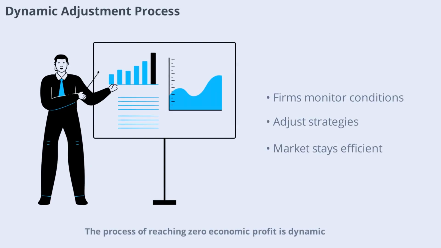The process of reaching zero economic profit is dynamic. It doesn't happen overnight. Firms constantly monitor market conditions, adjust their strategies, and respond to changes in demand and supply. This ongoing adjustment is what keeps markets efficient and responsive to consumer needs.